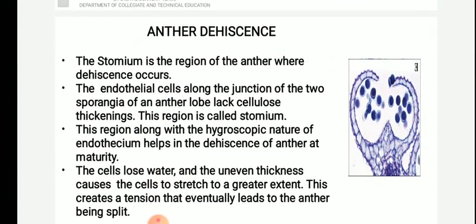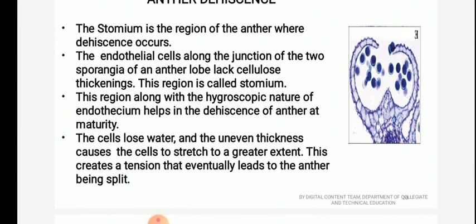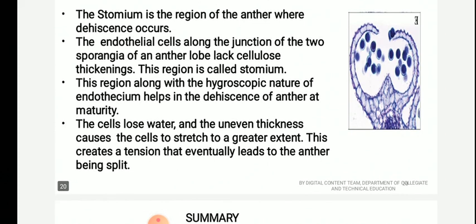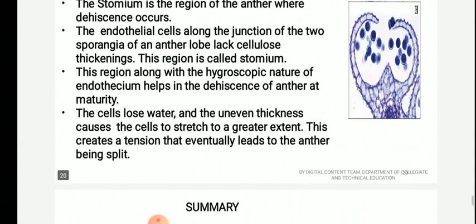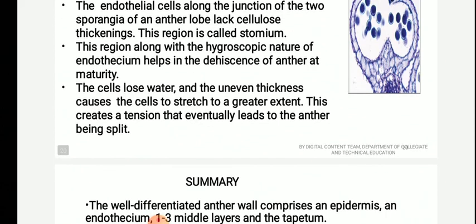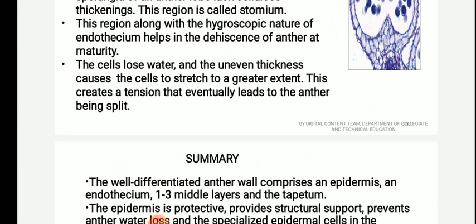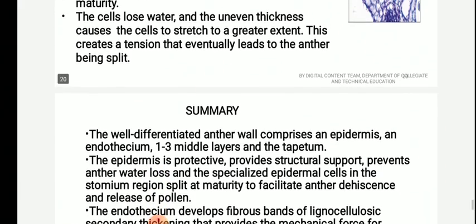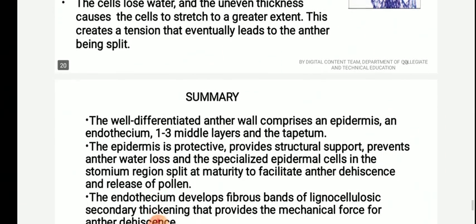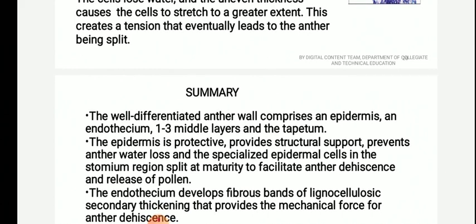Now let's take up the anther dehiscence. The stomium is the region of the anther where the dehiscence occurs. The endothecial cells along the junction of the two sporangia of an anther lobe lack cellulose thickenings. This region is called stomium. This region, along with the hygroscopic nature of the endothecium, helps in the dehiscence of the anther at maturity. So endothecium along with the stomium helps in the breakage of the anther. The cells lose water and uneven thickness causes the cells to stretch to a greater extent. This creates a tension that eventually leads to the anther being split.